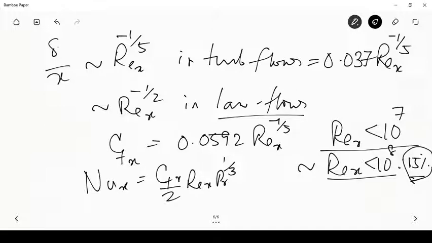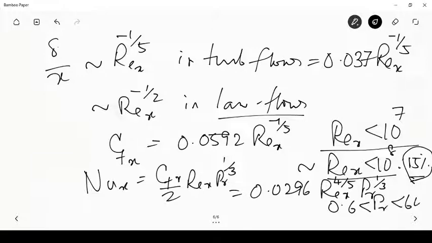Okay, so since there is a Re to the power of minus 1 by 5 here, and there is a divided by 2, you will get 0.0296. This is 0.0592 divided by 2 into Rex to the power of 4 by 5 and Prandtl to the power of 1 by 3. Okay, so this is your local Nusselt number, and this is valid for 0.6 less than Prandtl number less than 60. For practically all fluids whose Prandtl numbers are between 0.6 and 60, the Nusselt number can be written in terms of this, and this is directly obtained from the Colburn-Chilton analogy.